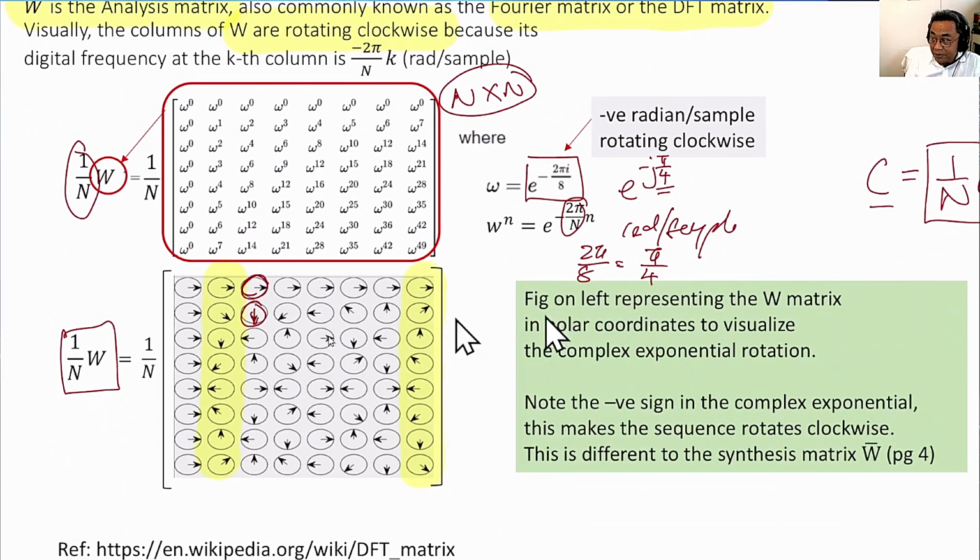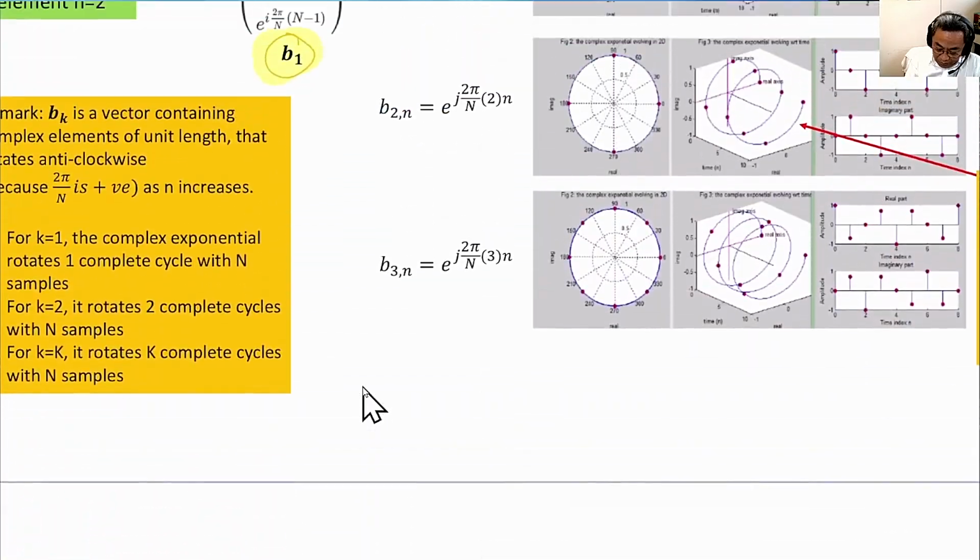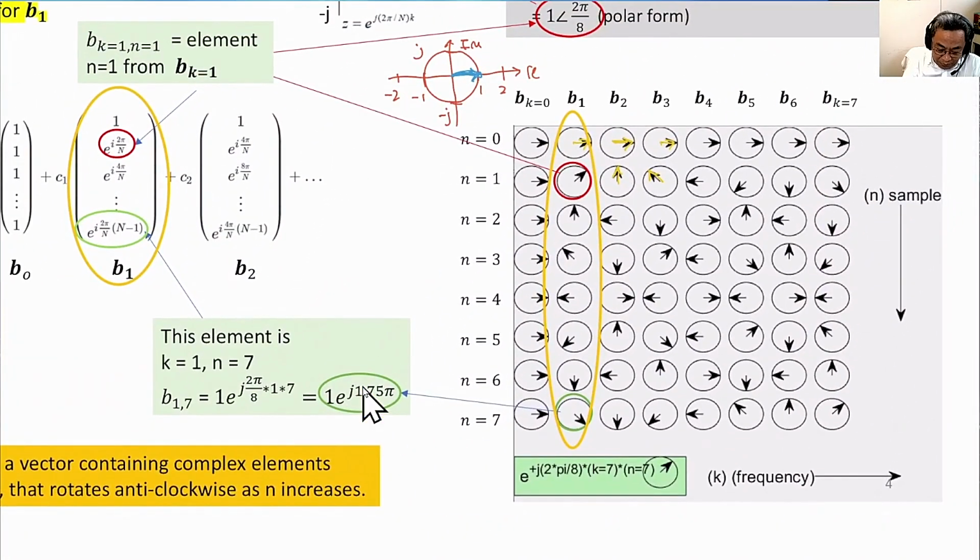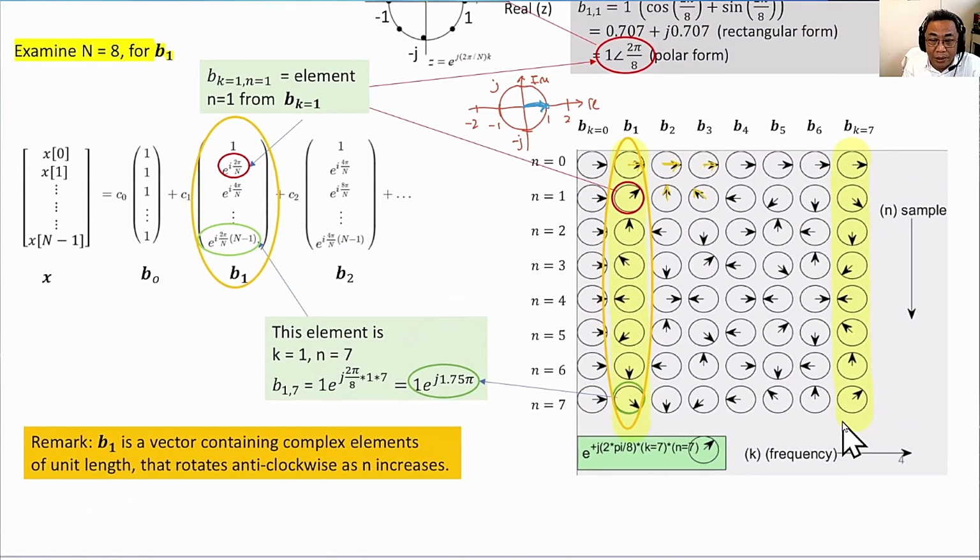And this is not only here, in fact, if you look at the previous diagram, it is also the same. You compare this as well as this. This is rotating anti-clockwise 1 round in the n samples, and this is rotating clockwise 1 round in the n samples. So it will take a while for you to absorb this insight, but bear with this, and then later on you can interpret what happens when we go from B0 to B1 to B7, followed by B8, B9, and so on and so forth.